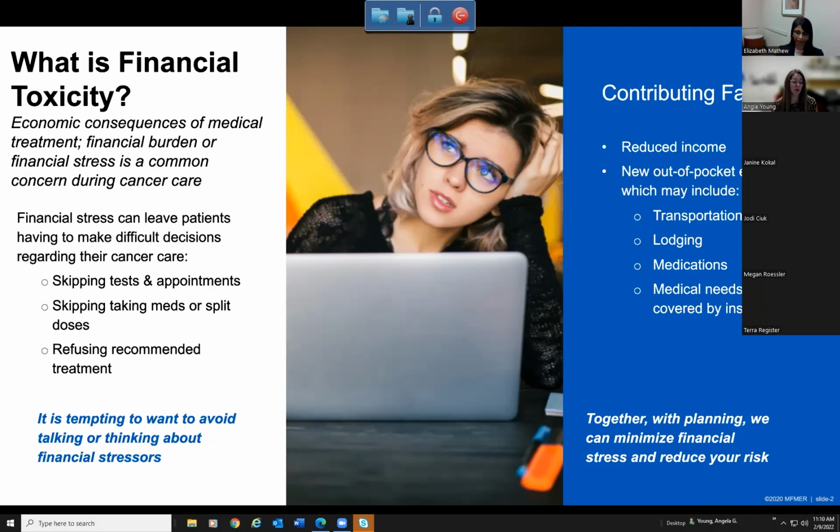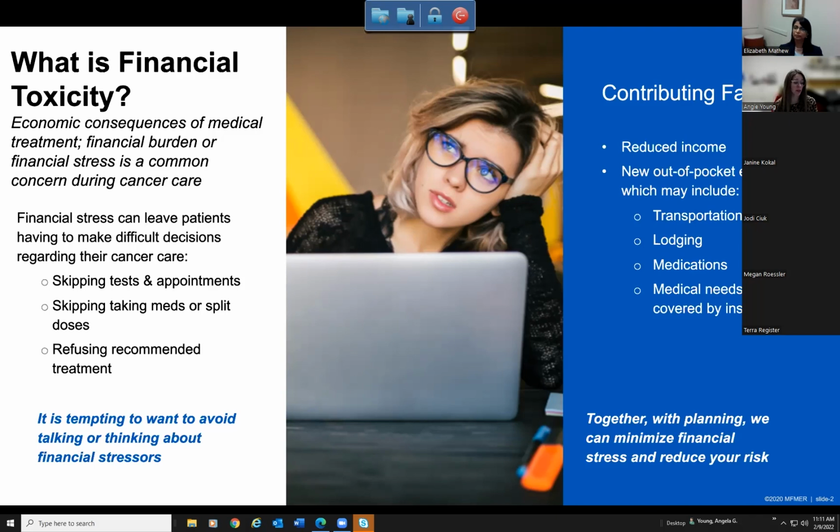A lot of patients experience reduced income due to needing to be away from work, or having their caregivers be away from work to support them during treatment. With a cancer diagnosis comes a lot of unexpected out-of-pocket expenses: transportation to and from medical appointments, lodging if you need to stay overnight or are going a distance for treatment, and the cost of medications that you previously didn't have to take. All of these come with added expenses that aren't necessarily covered by your medical insurance, and so they often come out of the family or household budget.